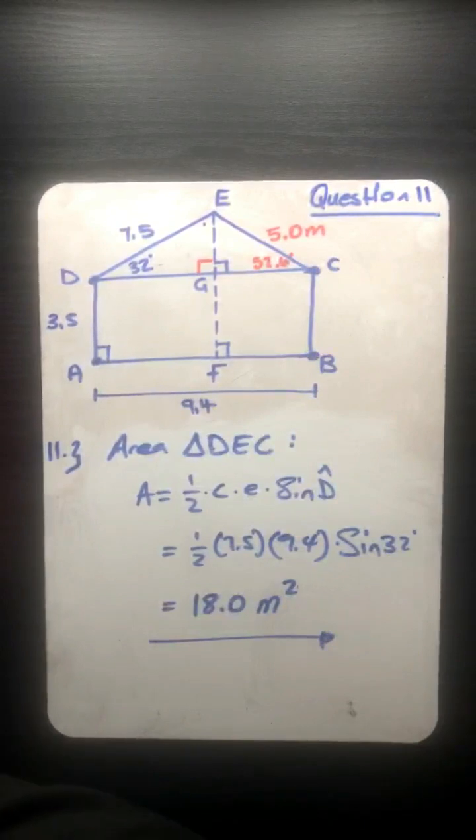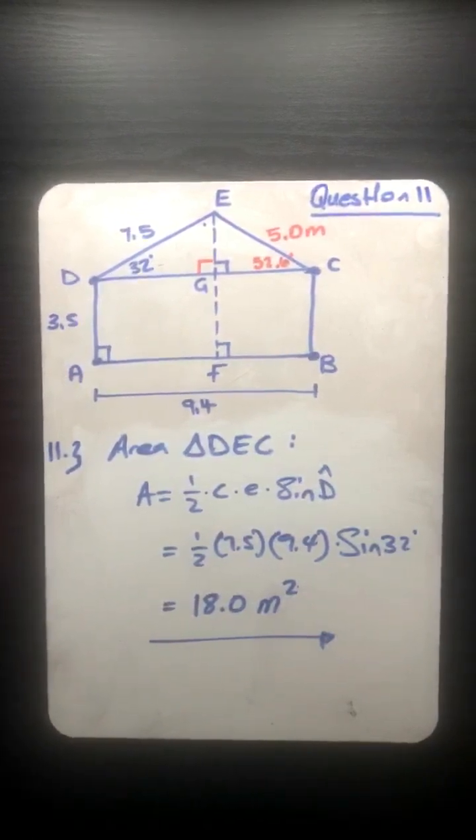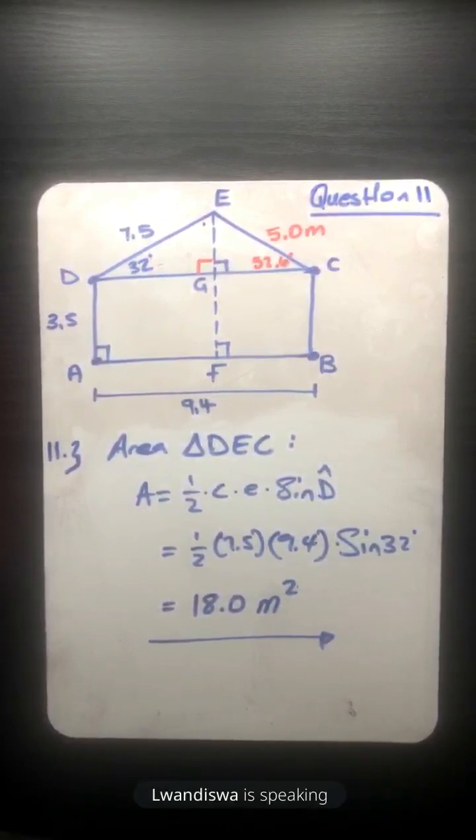Who's speaking? It's Lwandiso, Kabelo. Okay, Lwandiso, you are recognized. You said you made a mistake. Did you make a mistake? Yes, sir. I substituted wrong in the calculator.